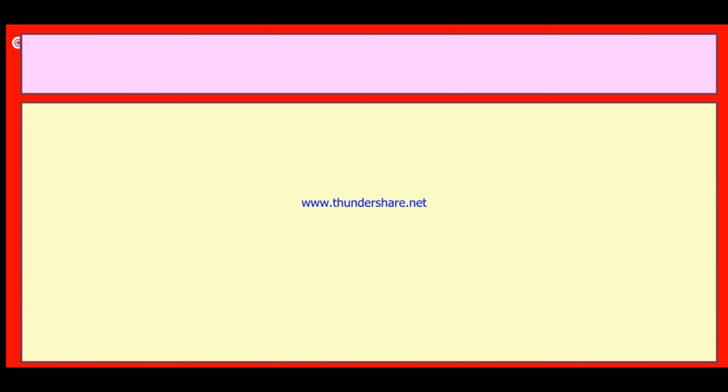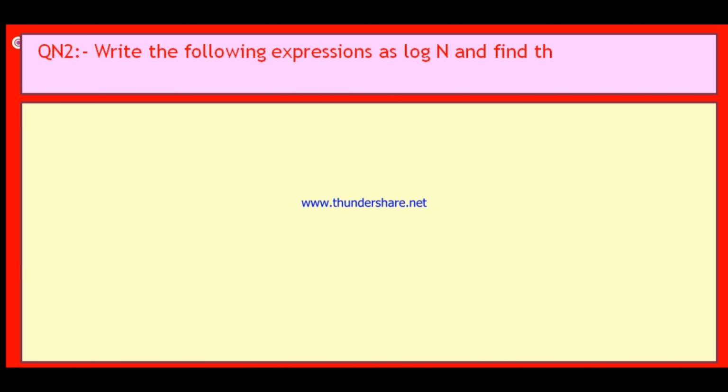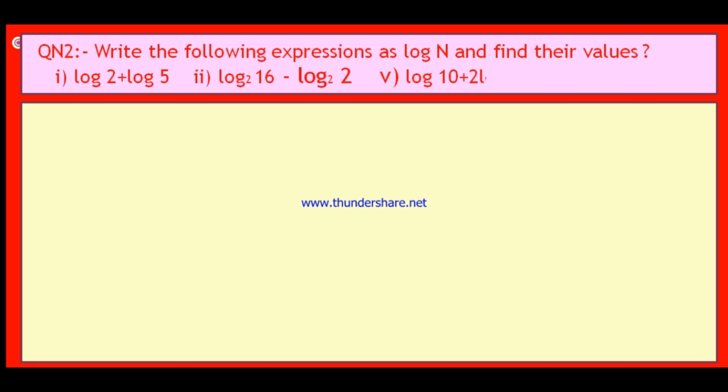Now look at question number 2. Write the following expressions as log n and find their values. The first bit is log 2 plus log 5. Second bit is log 16 to the base 2 minus log 2 to the base 2. And fifth bit is log 10 plus 2 log 3 minus log 2.